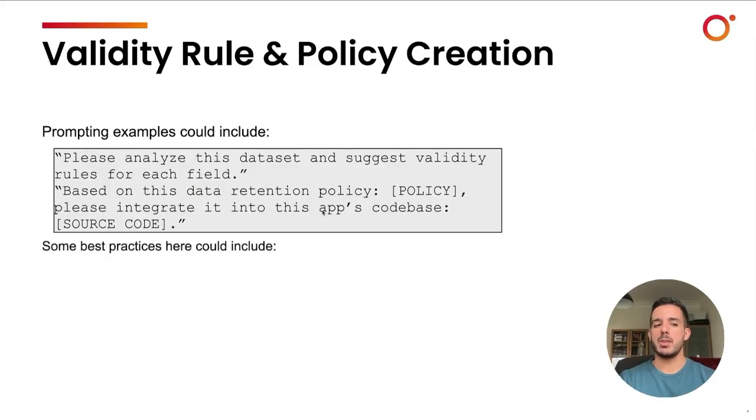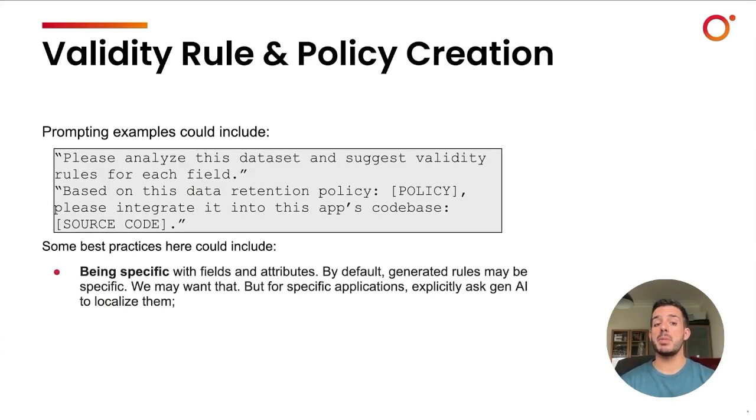What are some best practices here when you are prompting for this type of operation? Well, for example, being specific with fields and attributes. As we said, right? By default, the generated rules may be specific or not, and we may want that or not. But for specific applications, specific use cases, and so on, you want to explicitly ask GenAI to localize them. Do we want a general data validity rule, or do we want one for a fraud engine training use case? We want a general data retention policy or one for this application, and so on.